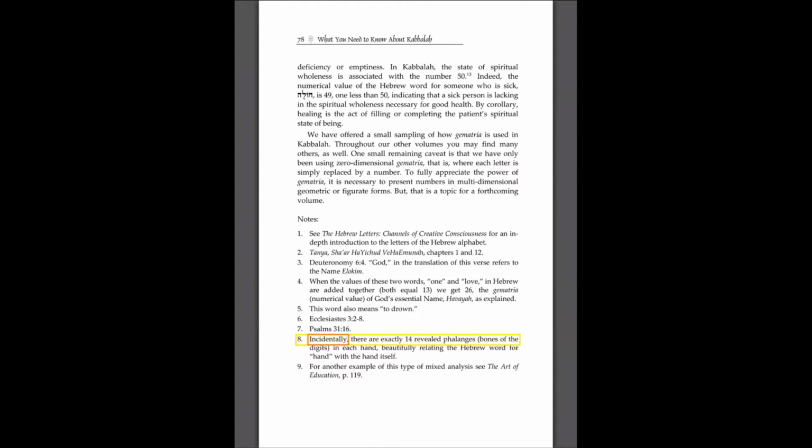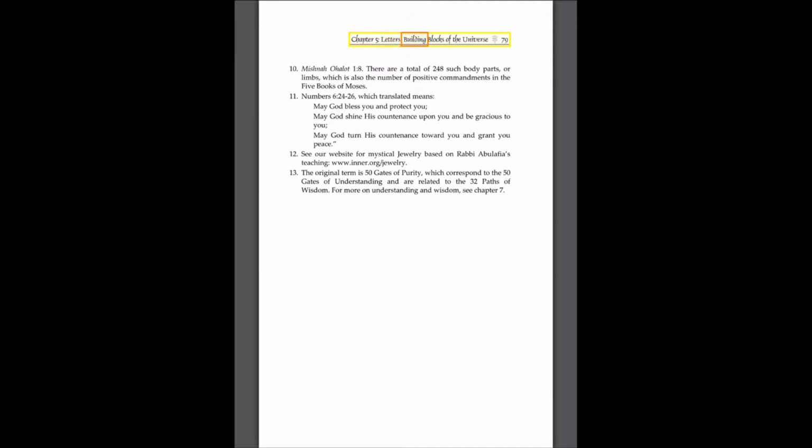8. Incidentally, there are exactly 14 revealed phalanges, bones of the digits, in each hand, beautifully relating the Hebrew word for hand with the hand itself. 9. For another example of this type of mixed analysis, see The Art of Education, pages 119, Chapter 5, Letters: Building Blocks of the Universe. 10. Mishnah Achalot 1:8. There are a total of 248 such body parts, or limbs, which is also the number of positive commandments in the 5 books of Moses.